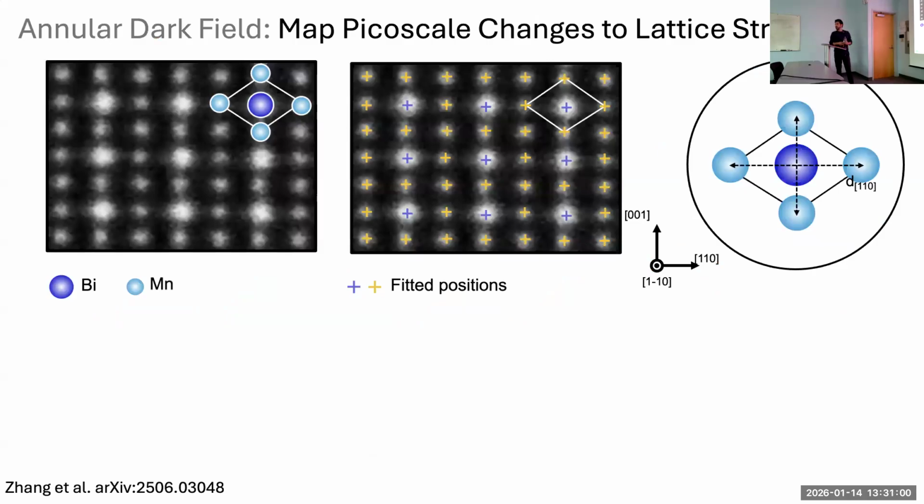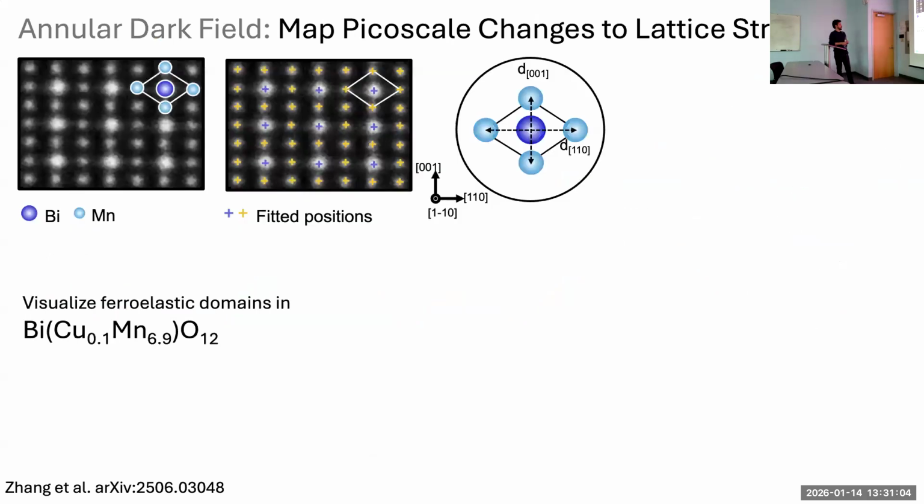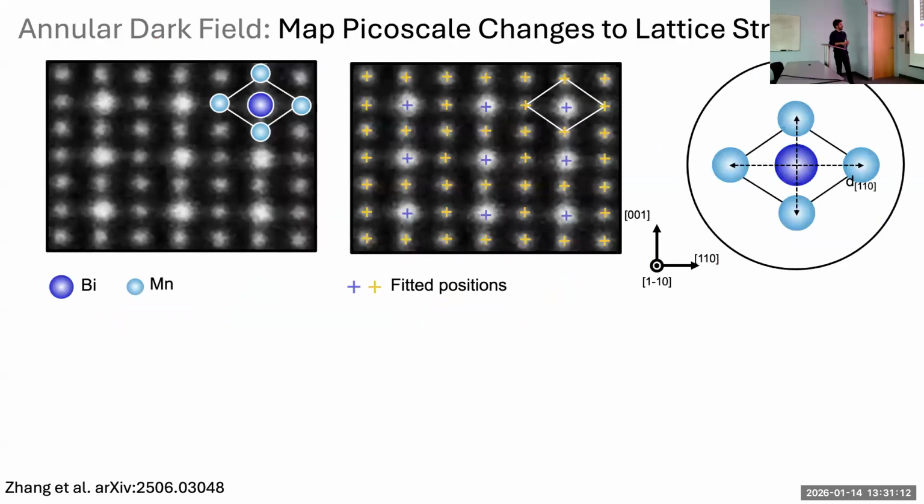So as an example of what you can do with this, this material here is this quadruple perovskite. That's what we call it. It's a bismuth copper manganese oxide. We can find the atomic positions for each of these atomic columns. And one of the simplest things we can measure is just the lattice constants along the y direction and the x direction. We can say, what is the size of the unit cell along y versus x, right?